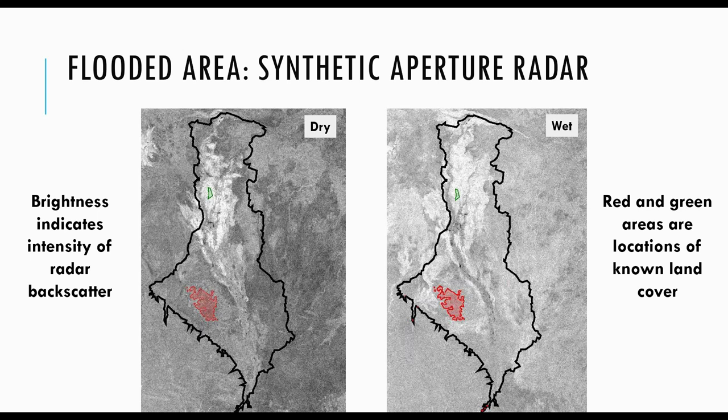And what we're seeing here is that things get brighter when it's wet. Also, even in the dry season, there's a big area in the middle of the Sudd that is giving us a bright signal, a very high backscatter. So why is this? Why do we end up with this bright backscatter in the middle of a wetlands?